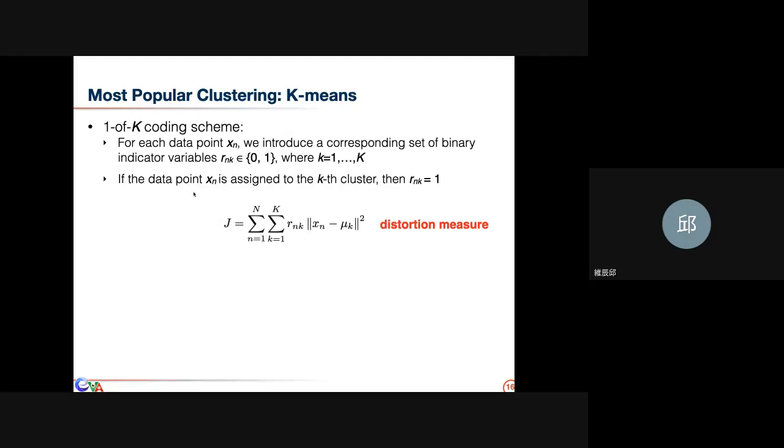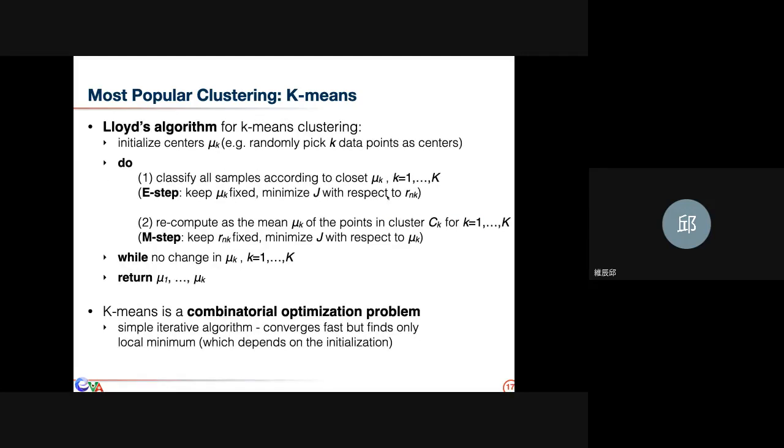Okay, so basically you're trying to fix the mu k and find the r_nk, right? And another step is trying to keep the r_nk fixed, right? I already know the assignment of each data point to their corresponding clusters. Then I try to re-estimate or recompute the mean, the center of each cluster, right?